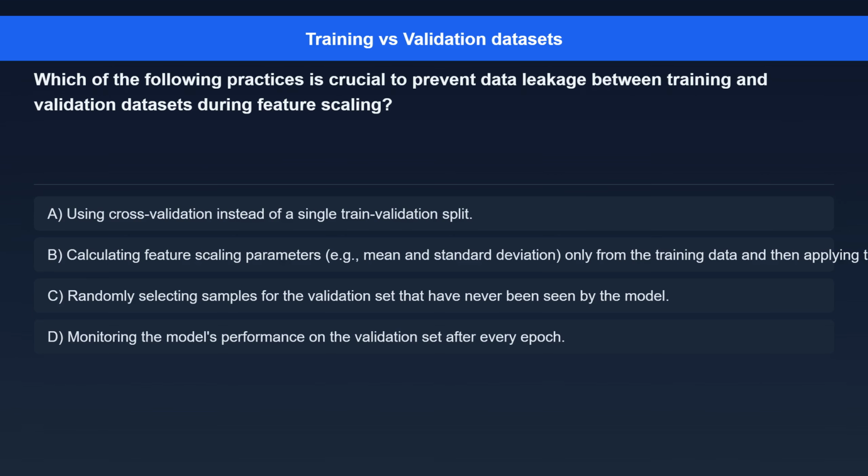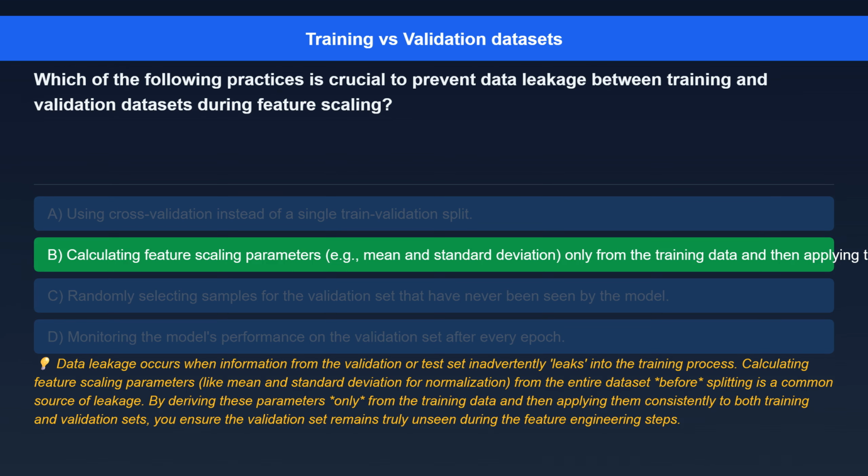Question 9. Which of the following practices is crucial to prevent data leakage between training and validation datasets during feature scaling? Option A, using cross-validation instead of a single train validation split. Option B, calculating feature scaling parameters, e.g. mean and standard deviation, only from the training data, and then applying them to both training and validation data. Option C, randomly selecting samples for the validation set that have never been seen by the model. Option D, monitoring the model's performance on the validation set after every epoch.